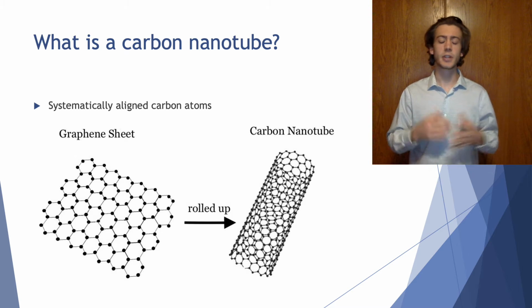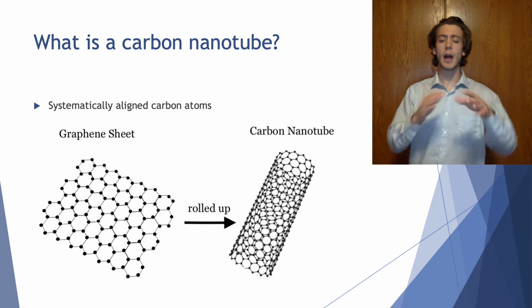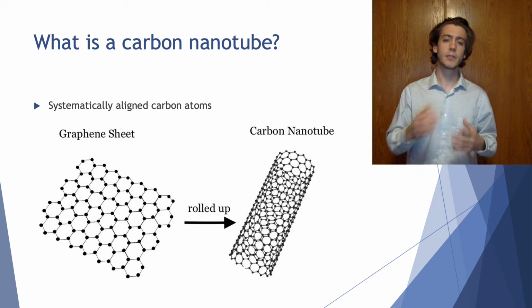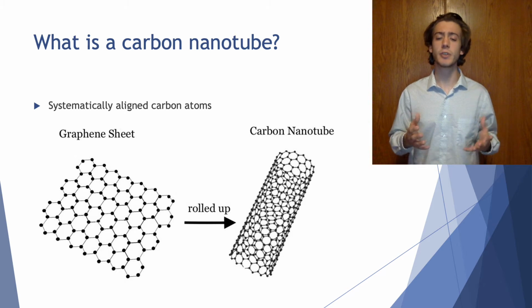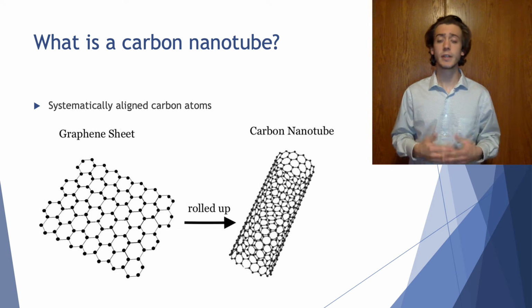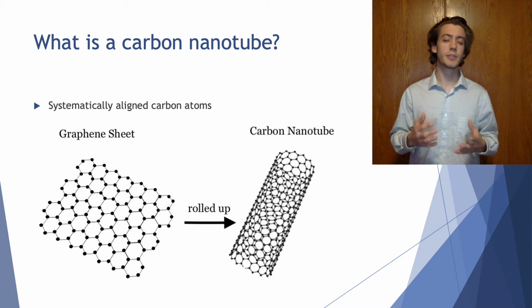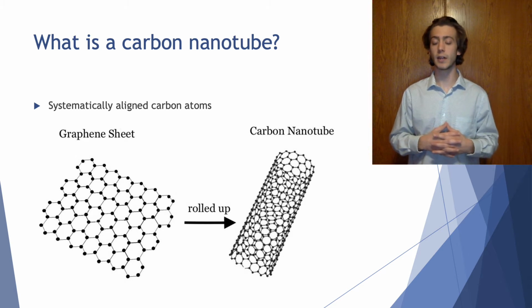Now the thing about these carbon nanotubes is that depending on how you roll them up, you're going to get different angles between the atoms, different geometries. That's called chirality. And that chirality sometimes determines exactly what properties we're going to get out of our carbon nanotubes.